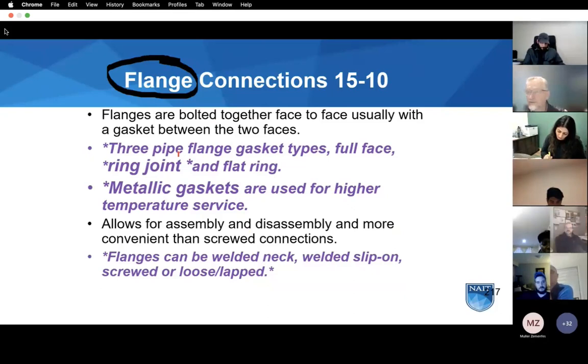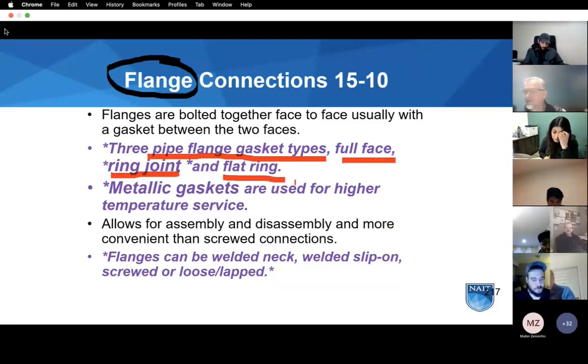We're going to look closely at three kinds of gaskets, three pipe flange gasket types: full face, ring joint, and flat ring. There's descriptions and pictures in the text. We'll look at them briefly.